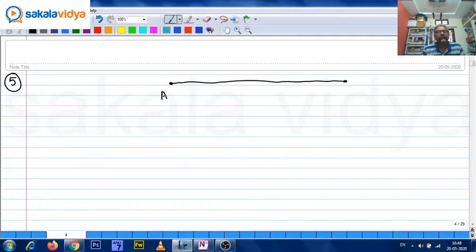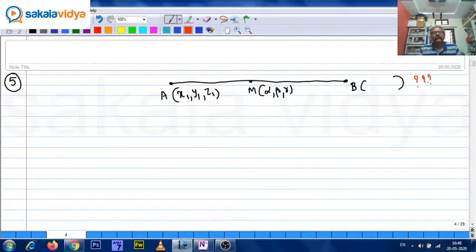So this is a point A, which is x1, y1, z1, and the midpoint M is alpha, beta, gamma. Next, we need to find the coordinates of B. For example, if M is the midpoint of the line segment joining A (x1, y1, z1) and B, and M is (alpha, beta, gamma), then we need to find the coordinates of B.